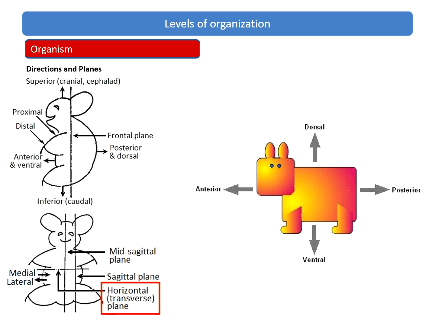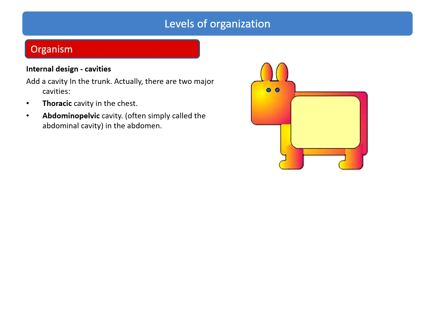A horizontal or transverse plane separates the specimen into an upper and lower part. The term medial refers to closer to the midline, and lateral further away from the midline. Let's continue with the internal design. Let's add a cavity. Actually, there are 2 major cavities. One is the thoracic cavity in the chest and the abdominopelvic cavity in the abdomen. I usually simply refer to this as the abdominal cavity.